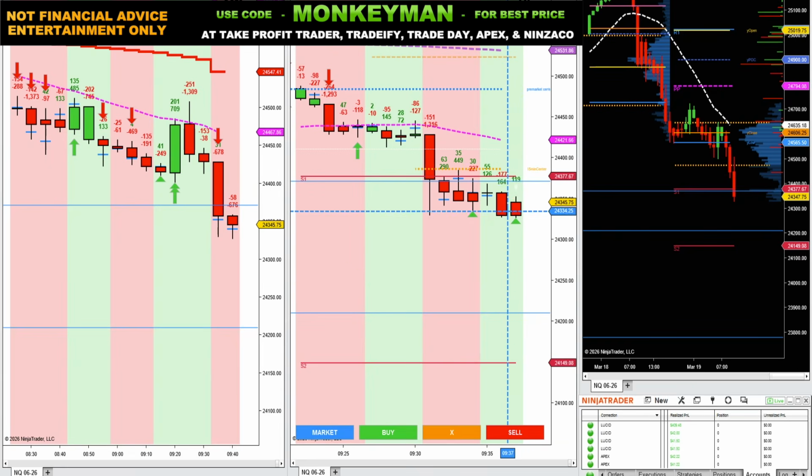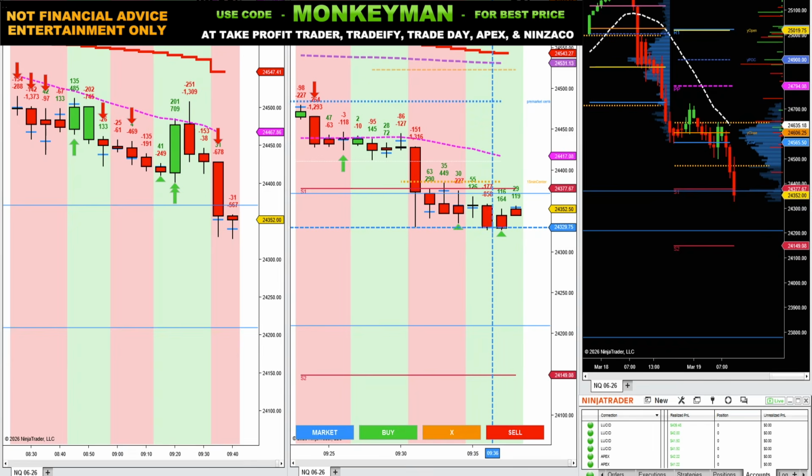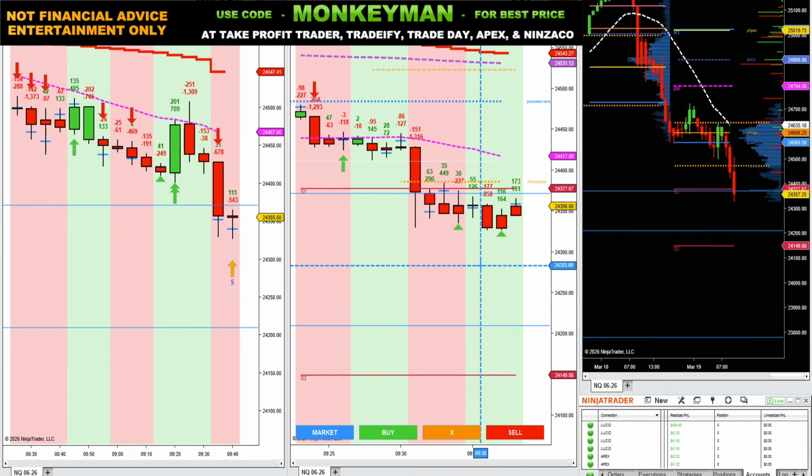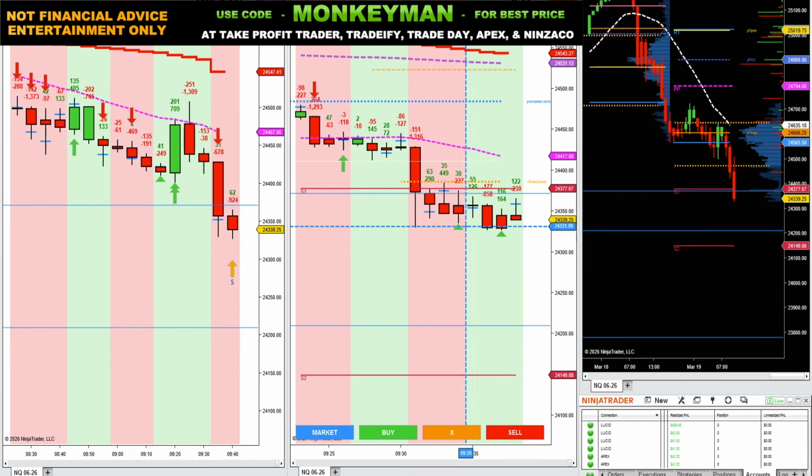Grabbed another long here. Price was hesitating. We started to get some positive delta on both instruments. You'll notice the background color was green, so the momentum of the SMA was bullish. We had some divergence building up. We popped up another 30 points.